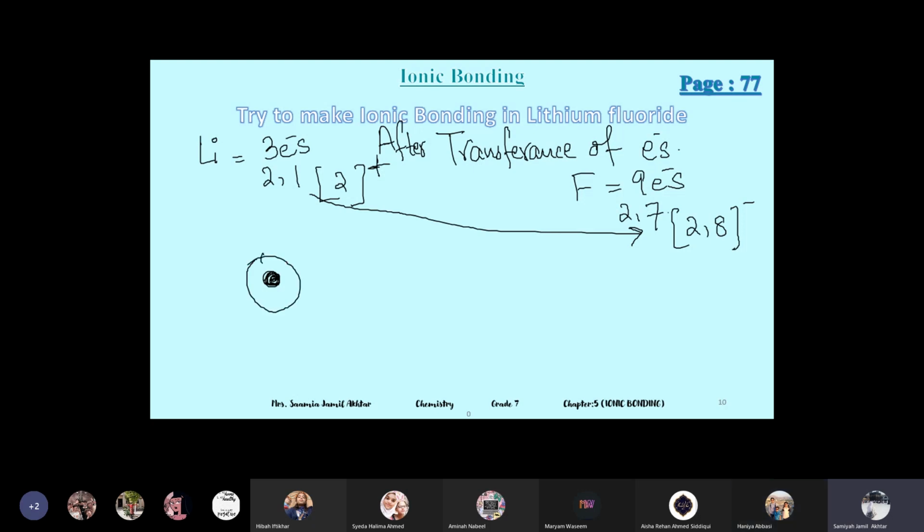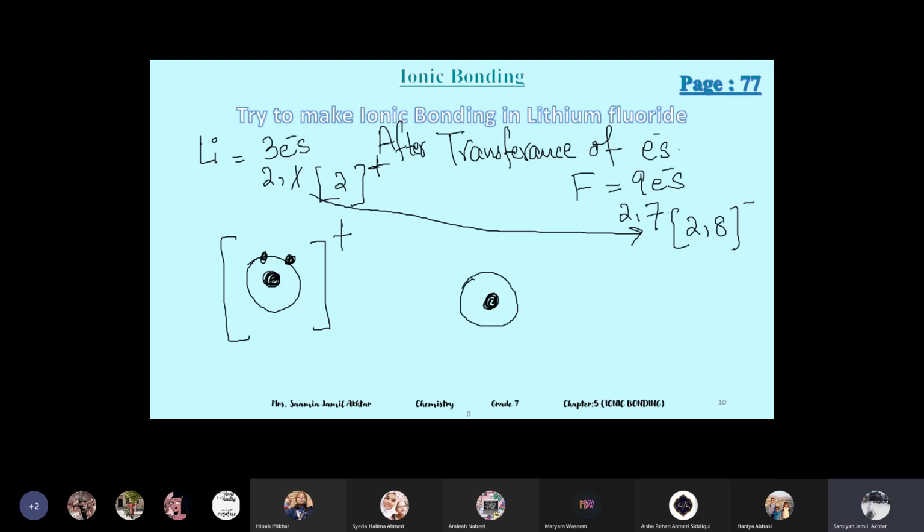So in the first shell, 2 electrons. You can use cross also for lithium electrons. As you are drawing after the transference, only 2 electrons are present in the first shell. There will be no third shell because the third shell will finish. So this is lithium positive, and fluorine nucleus.